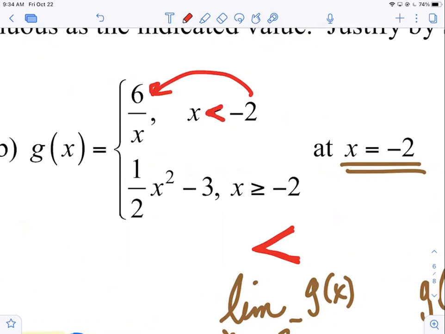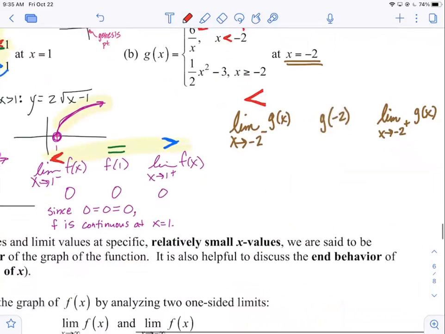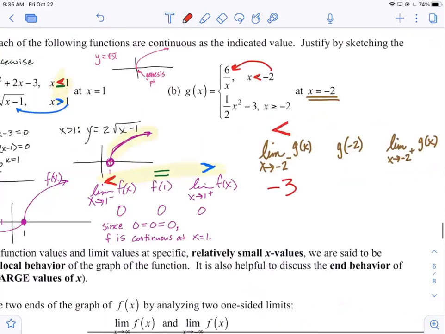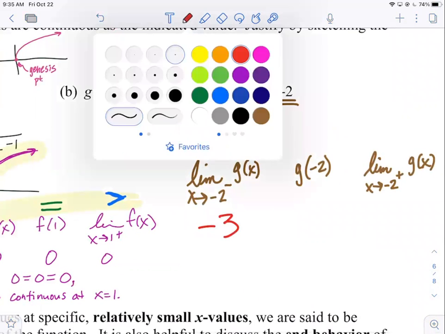Let's use direct substitution. Even though there's no equal sign there, it doesn't really say to use it when it's an equal, but we're looking for the left-sided limit. So less than, plug in -2. What's 6 divided by -2? -3. Guess what the limit from the left is? -3.